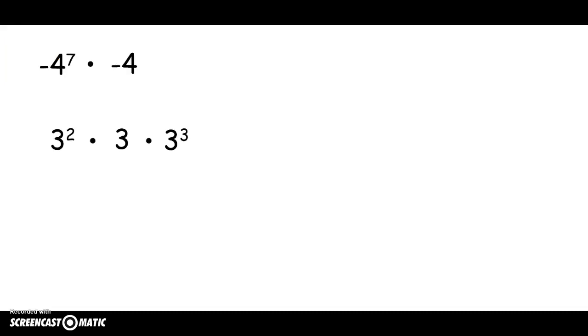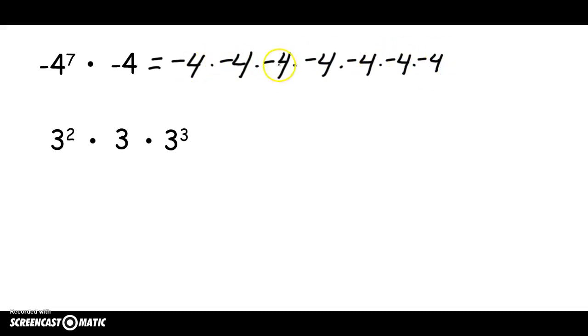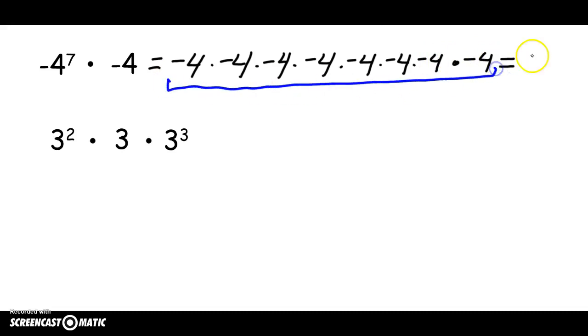Now, looking at the next example, I have negative 4 to the 7th. This is nothing more than rewriting negative 4 seven times. So negative 4 times negative 4 times negative 4 times negative 4 times negative 4 times negative 4 times negative 4. 1, 2, 3, 4, 5, 6, 7. And then I'm going to multiply that by another negative 4. Now, my bases are all negative 4, so it's going to be negative 4, and then I have 1, 2, 3, 4, 5, 6, 7, 8.